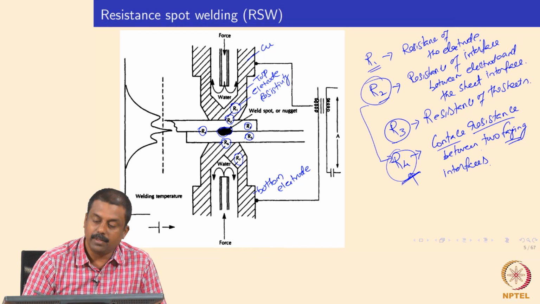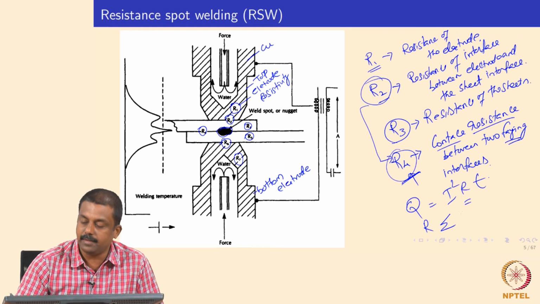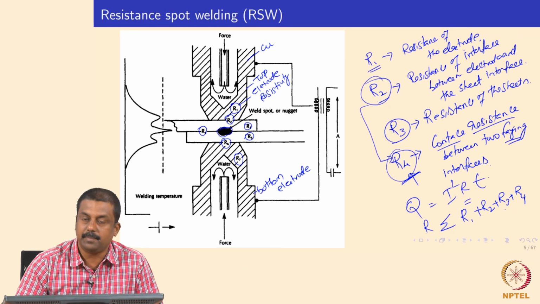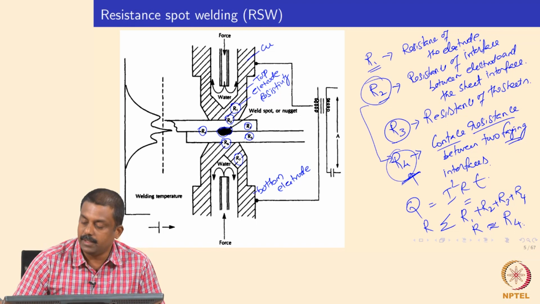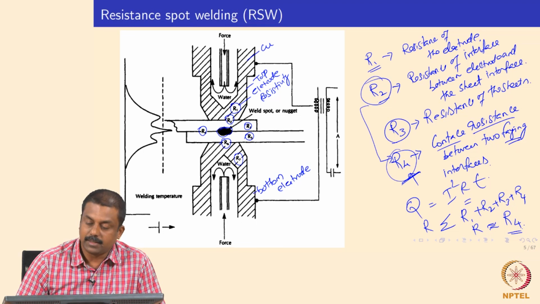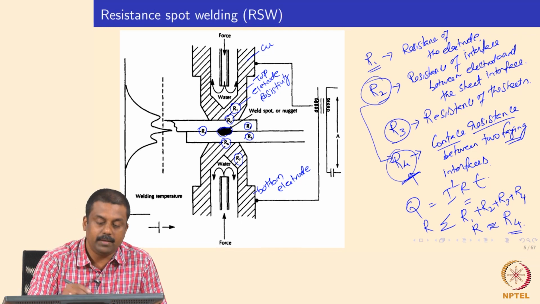If you look at the previous equation, Q equal to I square R T, the R is a summation of all the resistances: R1 plus R2 plus R3 plus R4. In that, R1 and R3 can be very small compared to R4, so the total resistance is roughly equal to R4. If you know the actual contact resistance R4, which can be measured experimentally, we can calculate the amount of heat generated at the interface, which is determined by R4.